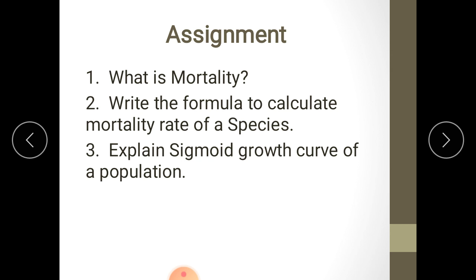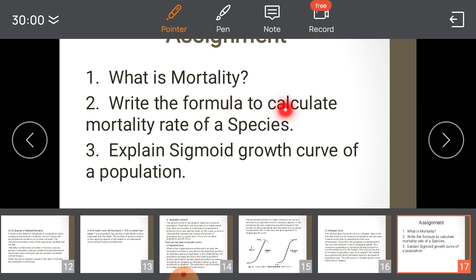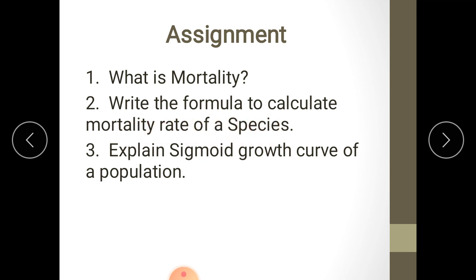At the end of this chapter we can discuss a few assignments. The first question is, what is mortality? The second one, write the formula used to calculate mortality rate of a species.